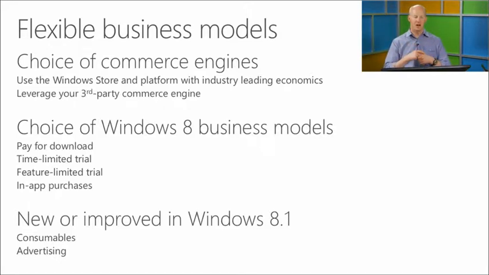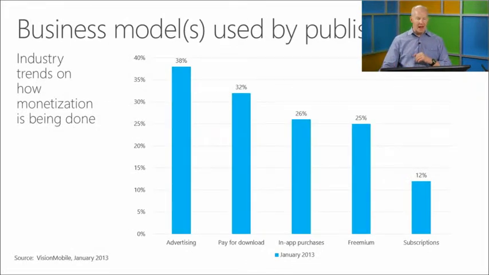Beyond that, you have a choice of business models. From the Windows 8 days, you might be familiar with paying for download, time-limited trials, feature-limited trials, or in-app purchases. We've got a few more in Windows 8.1, like the ability to do consumables, as well as a lot of updates to the advertising engine and the way that we support advertising within Windows Store applications. And when I'm thinking about my app and scenarios, I really do need to think about my business model and how that maps to the scenarios that I'm going to be supporting.